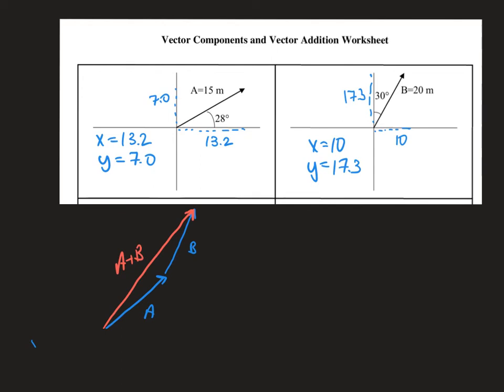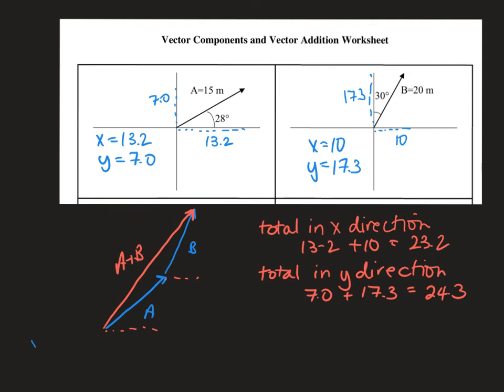Now what we don't want to have to do is scale diagrams. It's messy, uses protractors and rulers, and there's so much error. But if you take a look, both of these vectors have a push to the right. So there's a little bit from A and a little bit from B. So the total in the x direction is going to be 13.2 plus 10. And in the y direction, we're going to have 24.3 because they are both in the same direction.